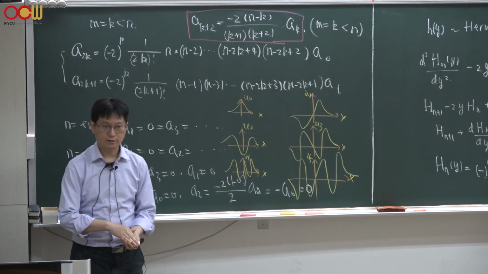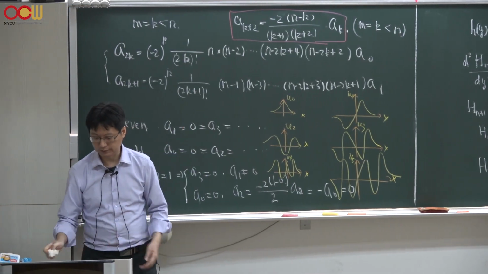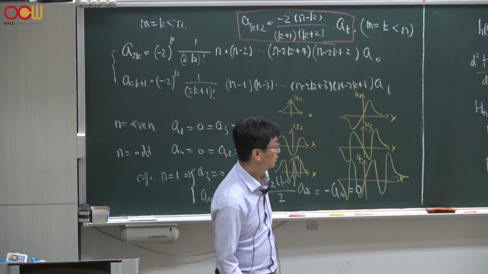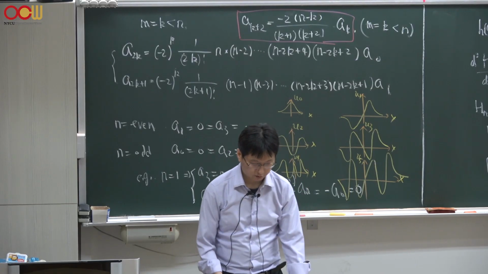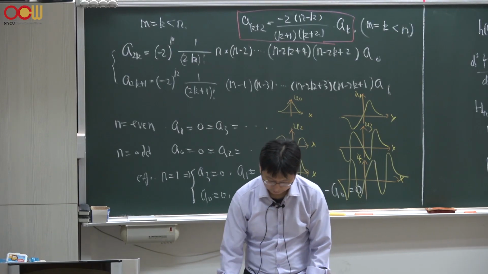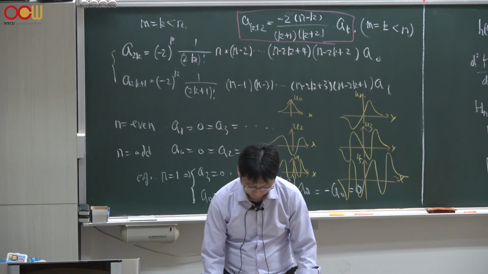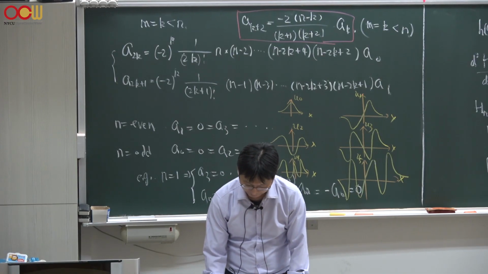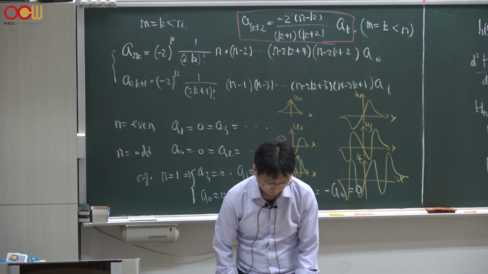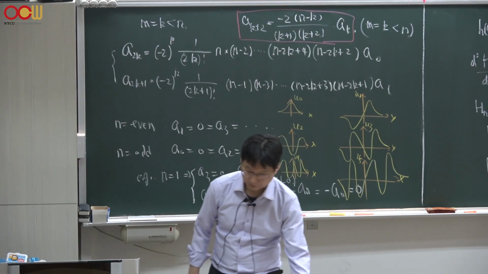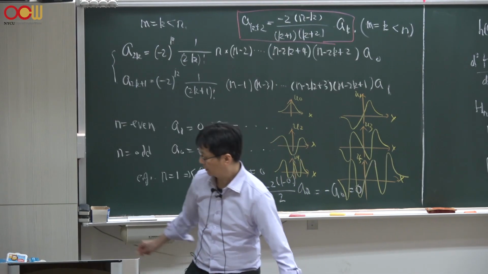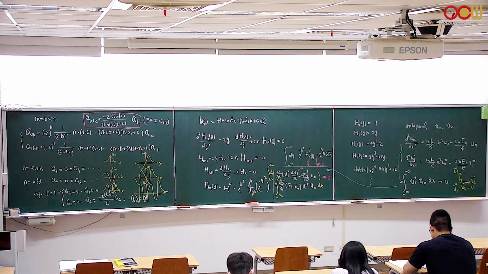So this is the end of chapter 4. We will take a break and then start a new chapter, which is the operator method in quantum mechanics, or general structures of wave mechanics, which we already discussed to some extent. So let's take a short break. So far, any questions?